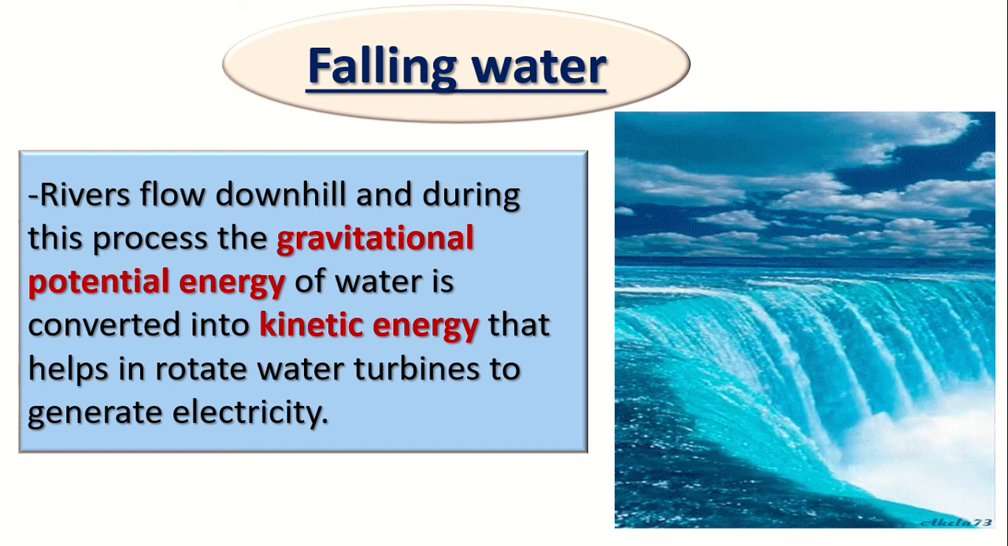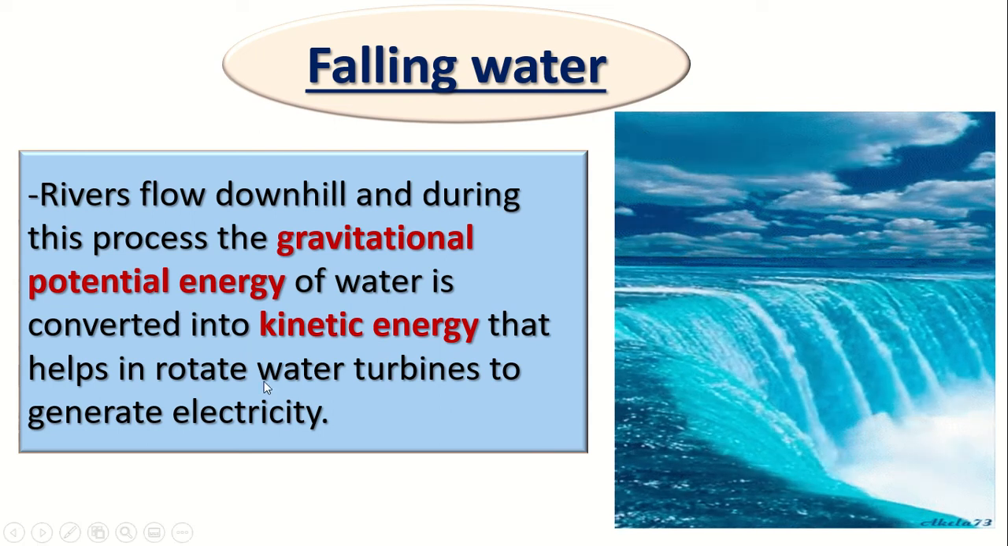Excellent. So now what is the energy chain of the waterfall? Number one, gravitational potential energy changes into kinetic energy, which changes into electric energy. So again, on the waterfalls, the energy chain is from potential to kinetic to electric.